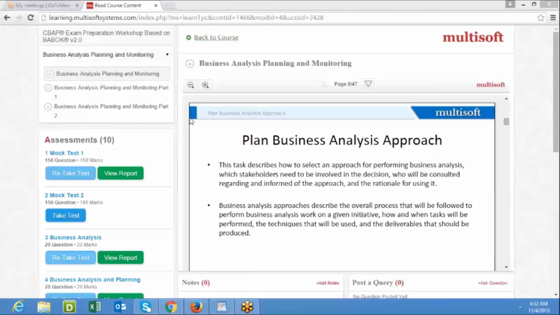So, Plan BA Approach. First I will read it out. This task describes how to select an approach for performing BA, or business analysis, which stakeholders need to be involved in the decision, who will be consulted regarding and informed of the approach, and the rationale for using it. The business analysis approach describes the overall process that will be followed to perform BA work on a given initiative, how and when tasks will be performed, the techniques that will be used, and the deliverables that should be produced.